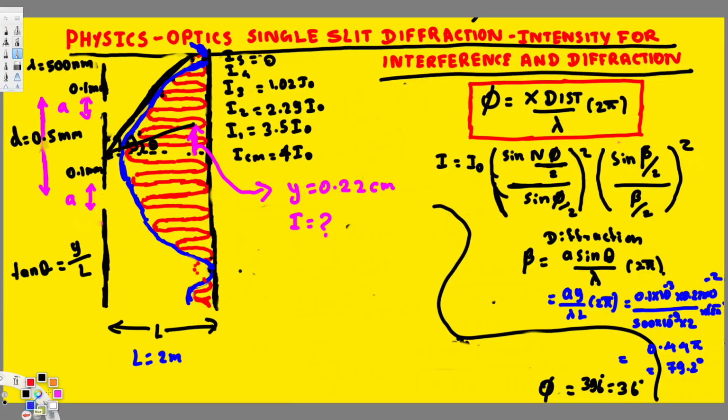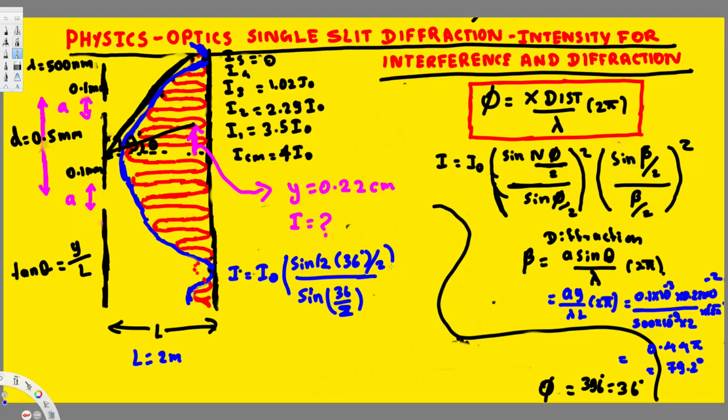I is equal to I naught. I naught is the intensity of a single beam, so we keep it as I naught, and sine times the number of slits, we have 2 slits, so we put 2 right here, and we found out this one phi is 36 degree, so 36 degree divided by sine, so here we have to divide this one by 2, so we just put a 2 right here, and then in the bottom we have sine 36 divided by 2, and that's it for this one. And let's continue on the other side.